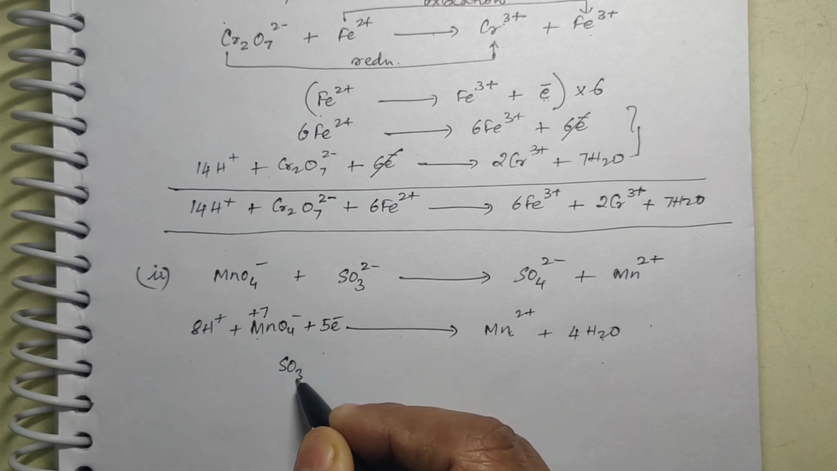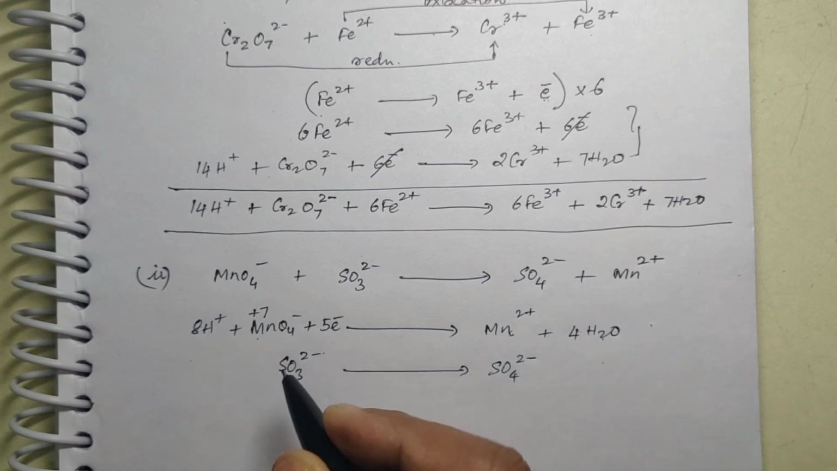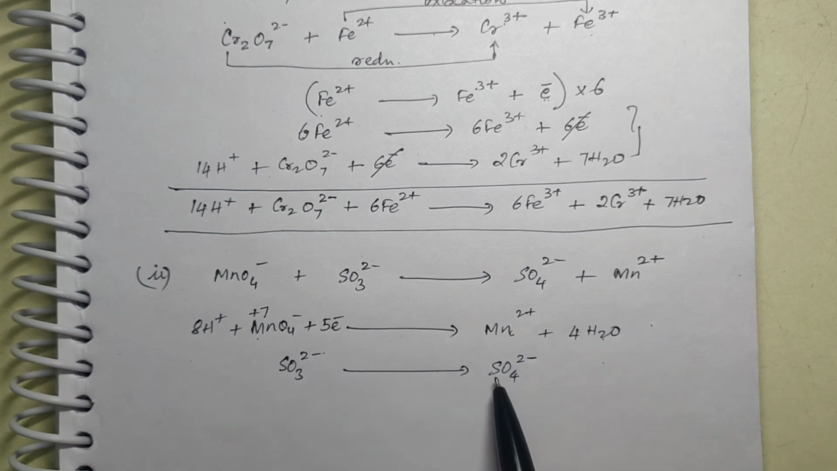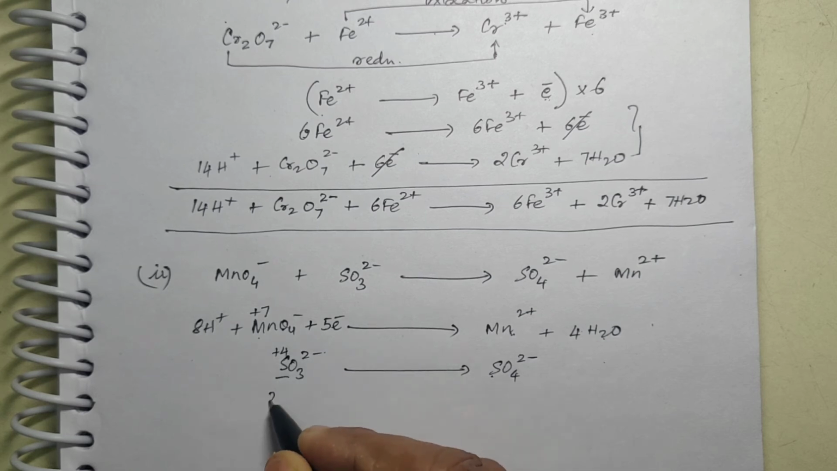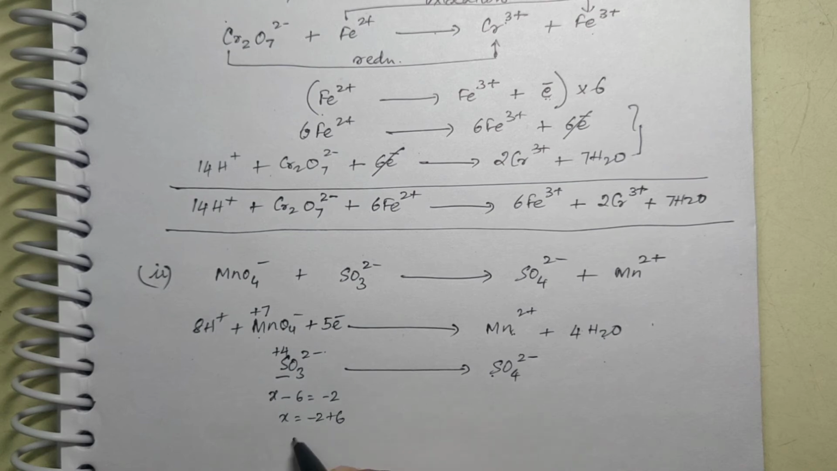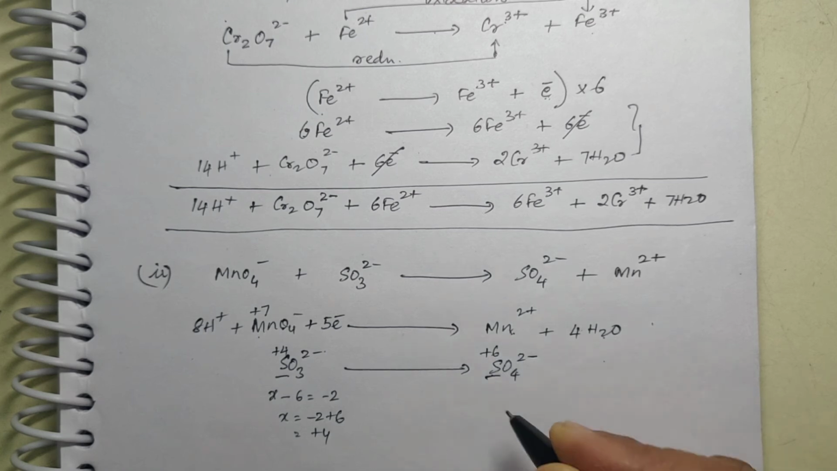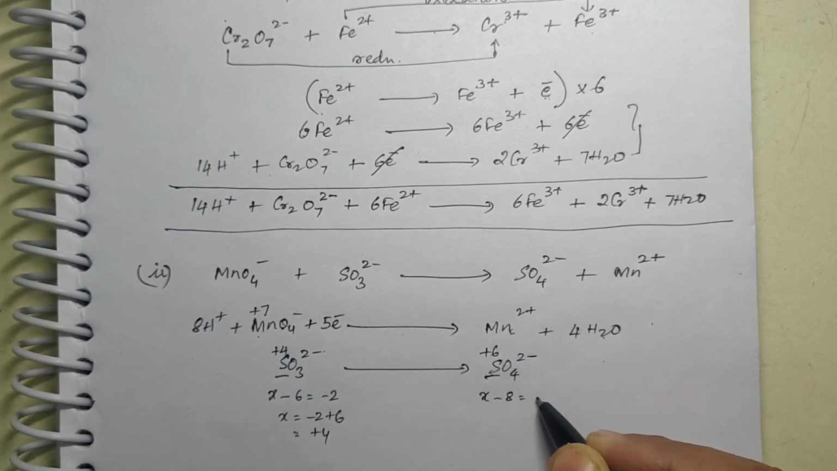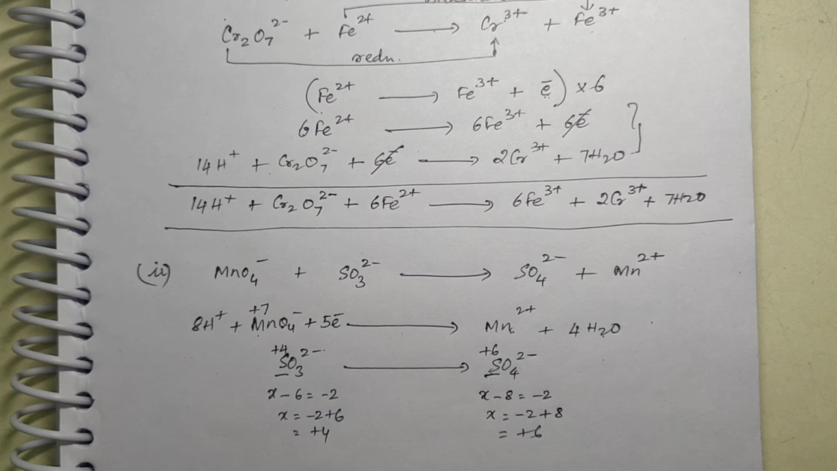Then SO3 2- becomes SO4 2-. First write the S: sulfur is 1 each, it's already balanced. So what is the charge on S? It is plus 4. X minus 6 is equal to minus 2. Therefore X is equal to minus 2 plus 6, that is plus 4. And here it is plus 6. Again here X minus 8 is equal to minus 2. Therefore X is equal to minus 2 plus 8, that is plus 6. So that is your first step.